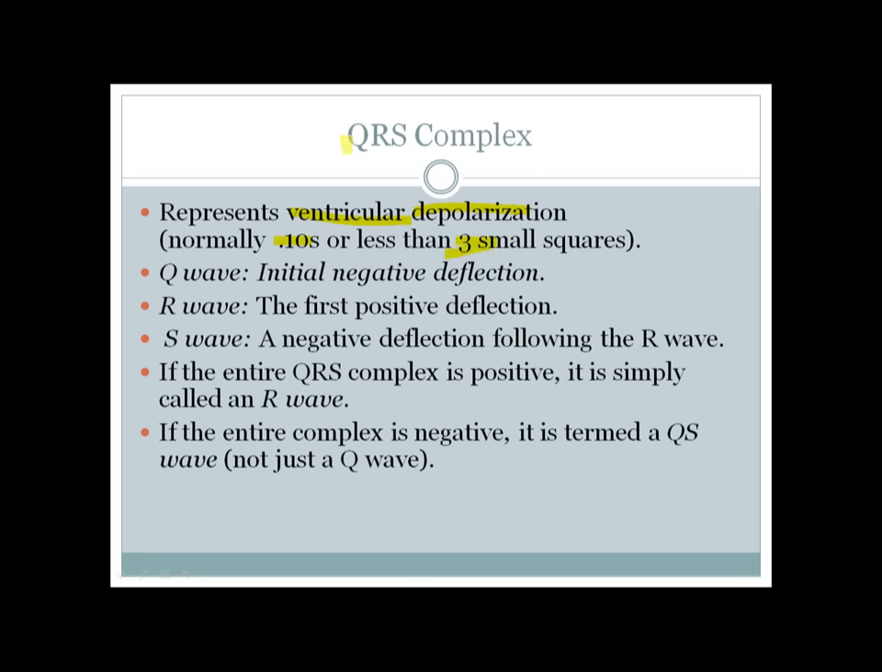And the QRS complex has 3 parts. As you can see, the fast negative deflection is called a Q wave, and the next fast positive deflection is called an R wave, and the last negative deflection is called an S wave. And in some cases the QRS complex is entirely positive, and that is called an R wave, and in some cases the entire complex is negative, which is known as a QS wave, not just a Q wave.